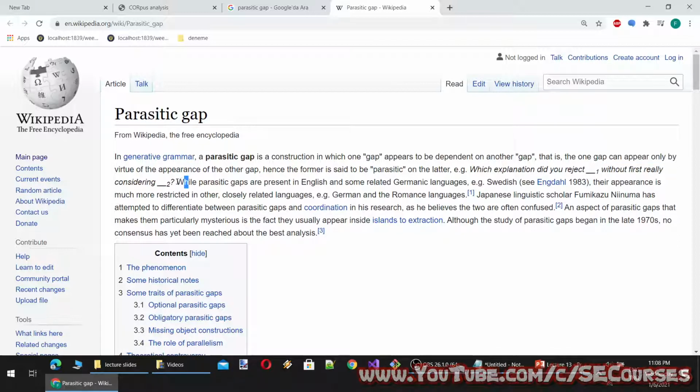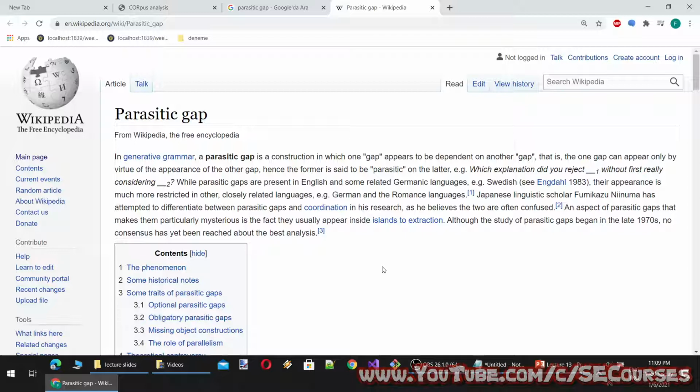While parasitic gaps are present in English and some related Germanic languages, e.g. Swedish, see Engdahl 1983, their appearance is much more restricted in other, closely related languages, e.g. German and the Romance languages. Japanese linguistic scholar Fumikazu Niinuma has attempted to differentiate between parasitic gaps and coordination in his research, as he believes the two are often confused.